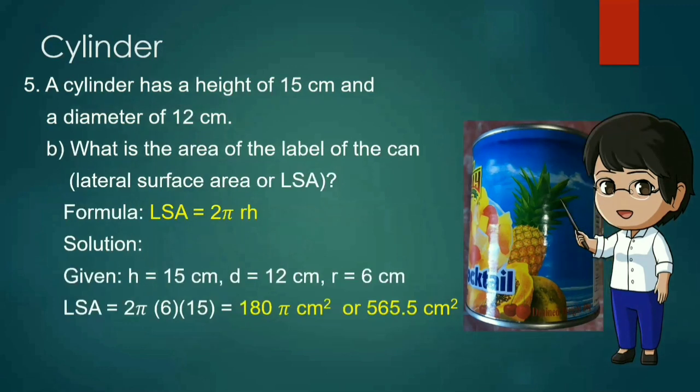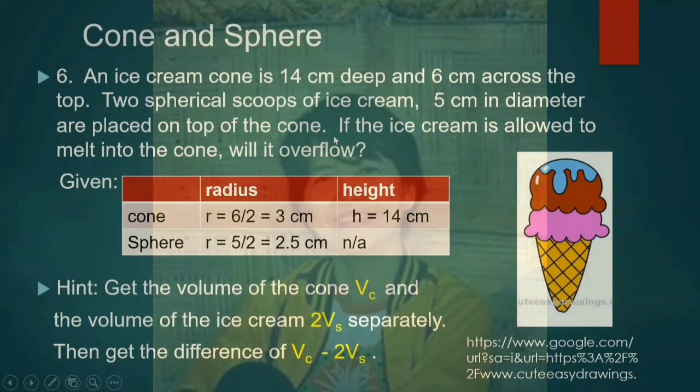Then for letter B, what is the area of the label of the can, or the lateral surface area? The formula is 2 pi r times h, or the circumference of the circle times the height of the can. So given h is equal to 15 centimeters and r is equal to 6 centimeters, the lateral surface area is equal to 180 pi, or 565.5 square centimeters.